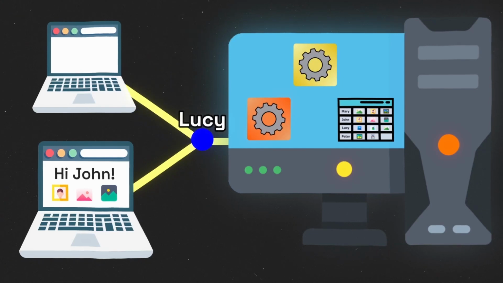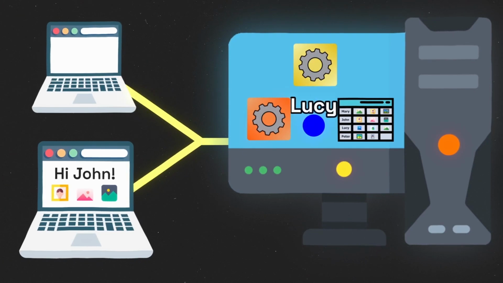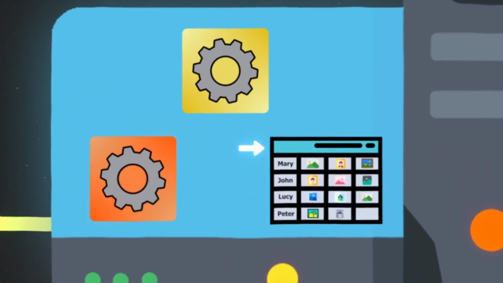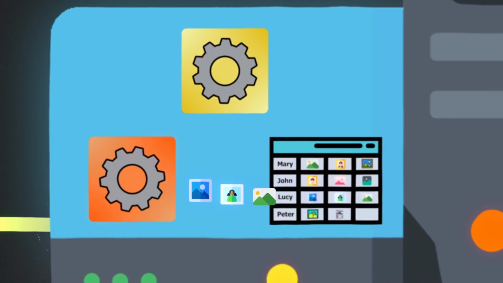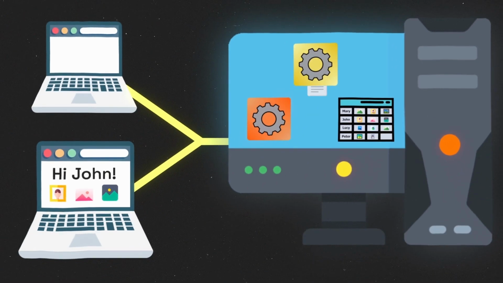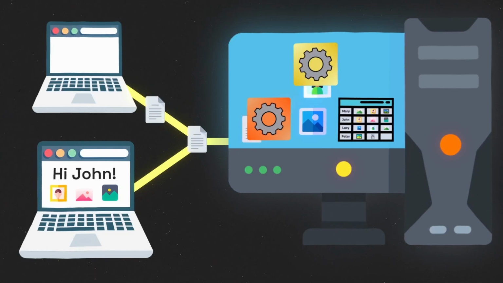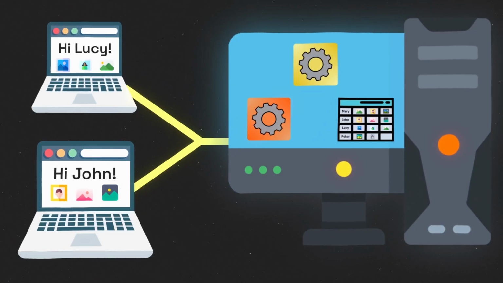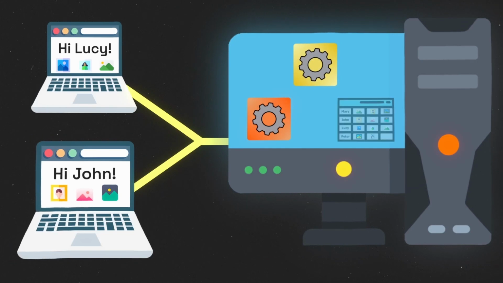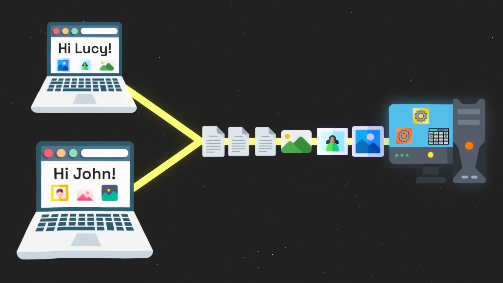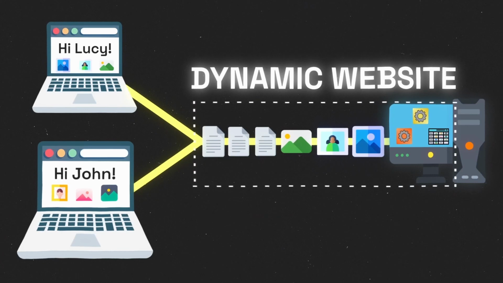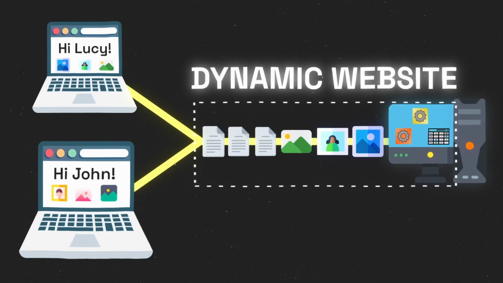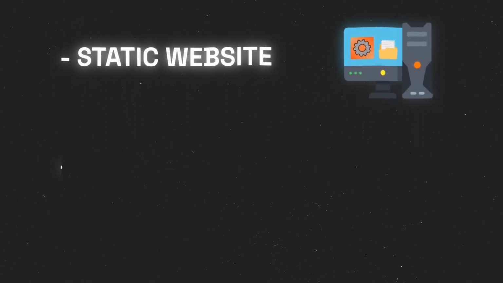If a different user logs in, the program will search the images of this user, prepare all the files and send them to them, so that they can see their profile with their images. As you can see, different users will receive different files. This type of website is called a dynamic website. So we have seen the structure of a static website and a dynamic website.